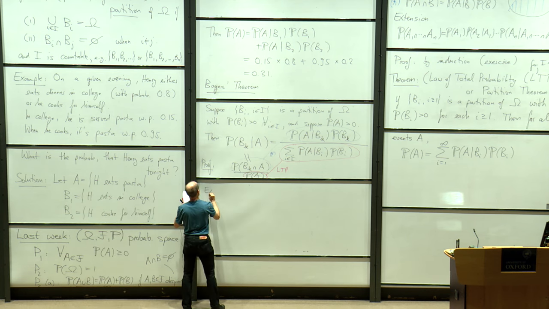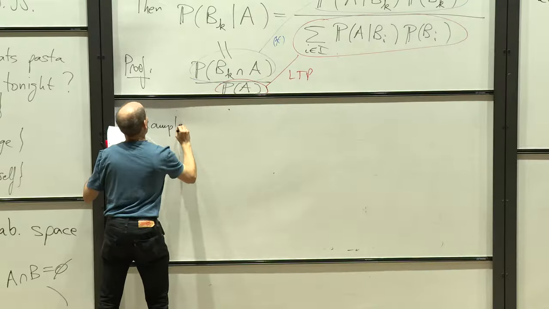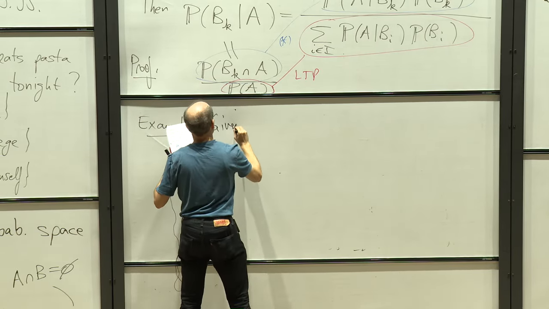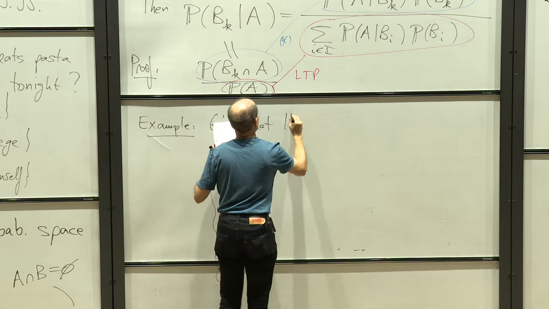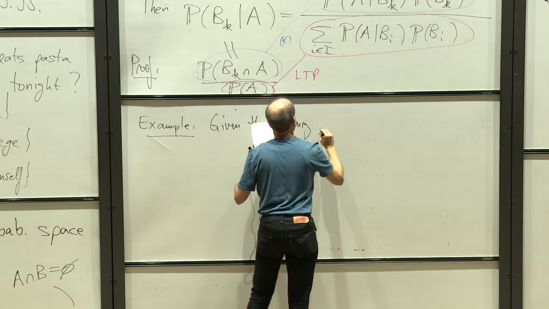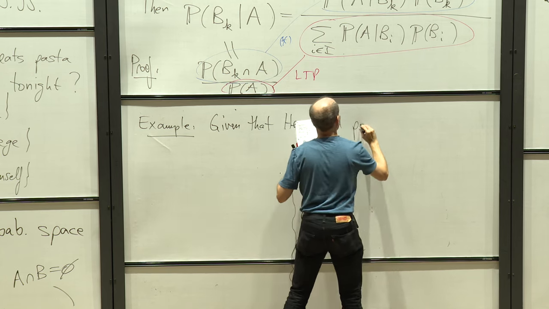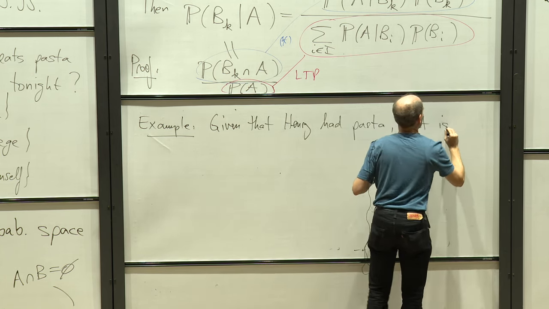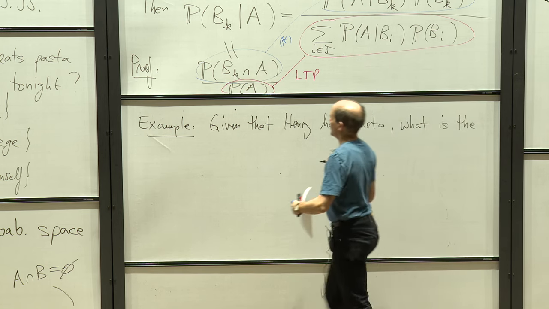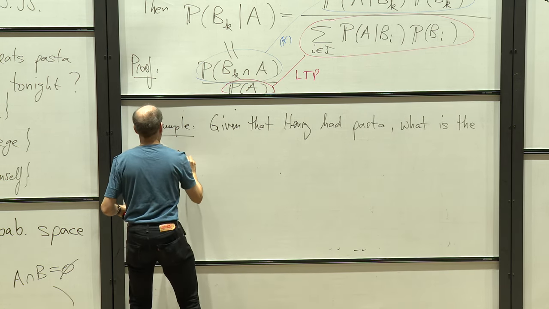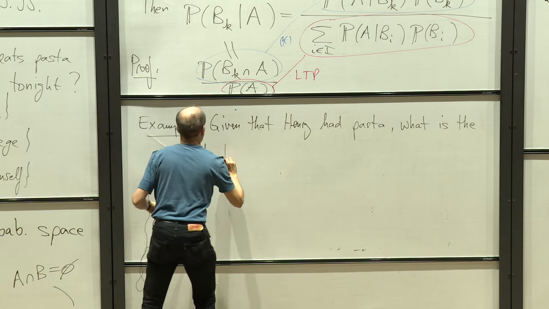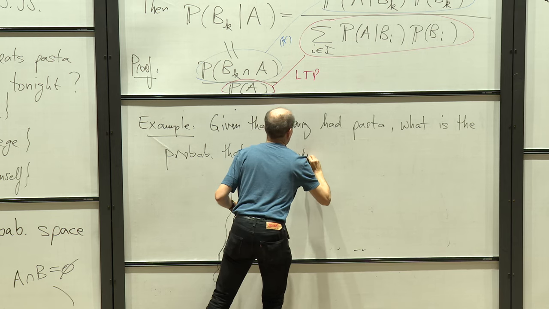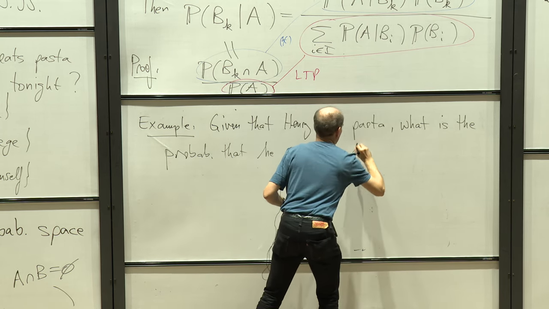So in the example, given that Henry had pasta, what is the probability that he cooked for himself?